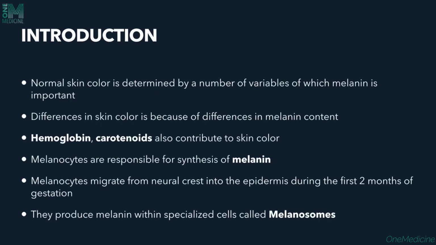The normal skin color is determined by a number of variables, of which melanin is one of the important variables which will determine the normal skin color. The differences in skin color are because of differences in the melanin content. So if the melanin content is different, the skin color would be different. It's not only melanin which governs the skin color, but also hemoglobin and carotenoids, which also play a role in determining the skin color.